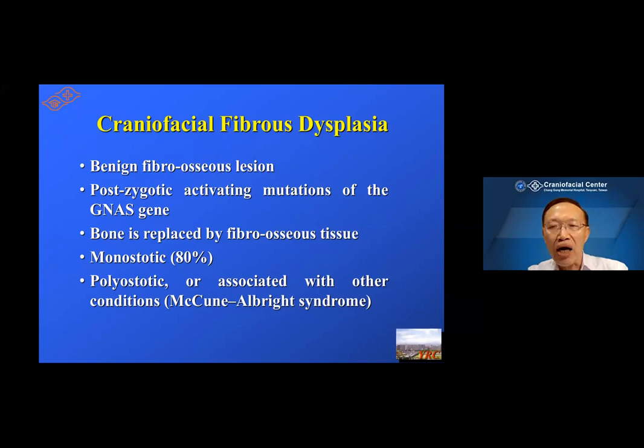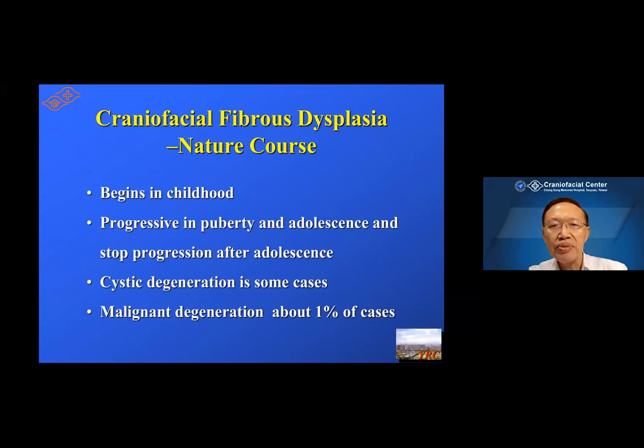This is the natural course. Usually it begins in childhood because it's a gene problem. So in the embryo there is a developmental problem, and it progresses in puberty and adolescence. It is affected by growth hormone and sometimes by trauma, and it does have cystic degeneration in some cases. Malignant degeneration is rare, about 1% or a little bit more.